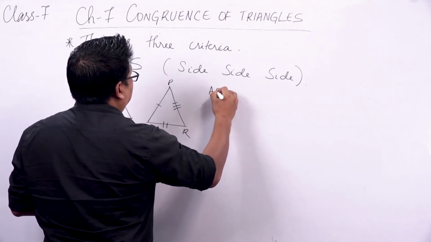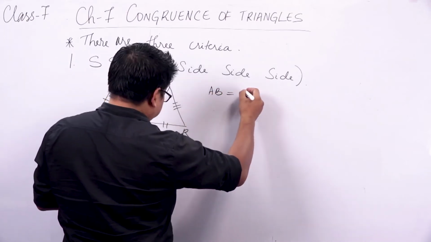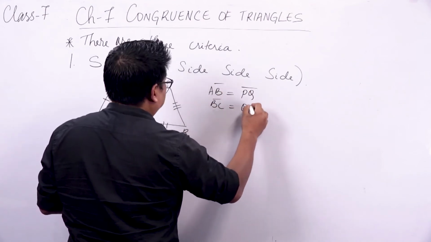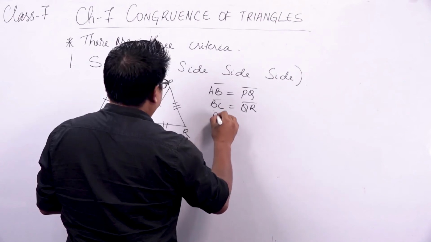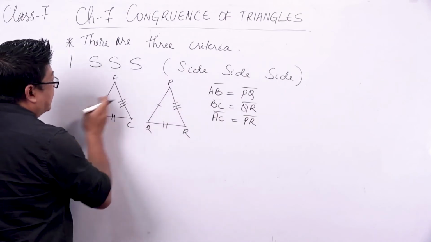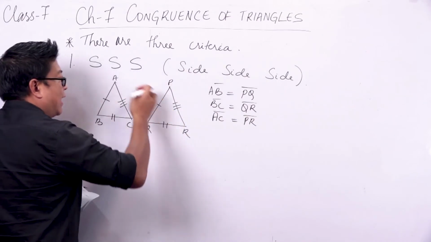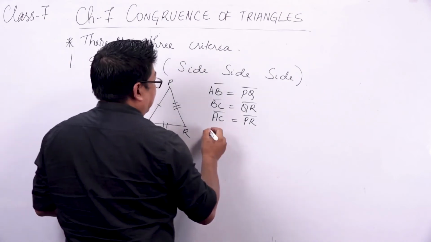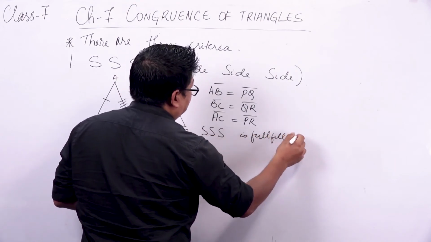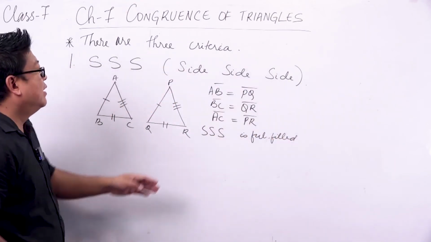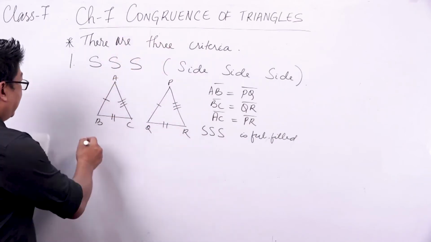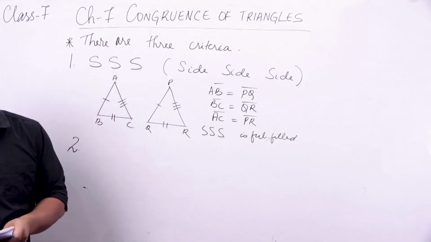That means AB is equal to PQ, BC is equal to QR, and AC is equal to PR. If this is equal to this, this is equal to this, and this is equal to this, then SSS is fulfilled. That means the two triangles are congruent. All right? They are the same. The next one is SAS.